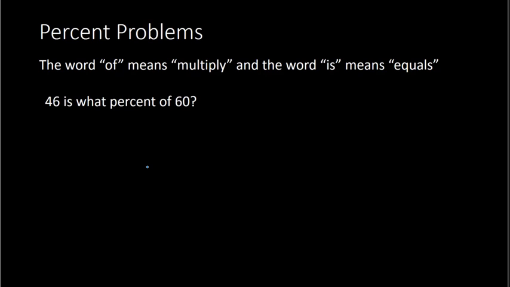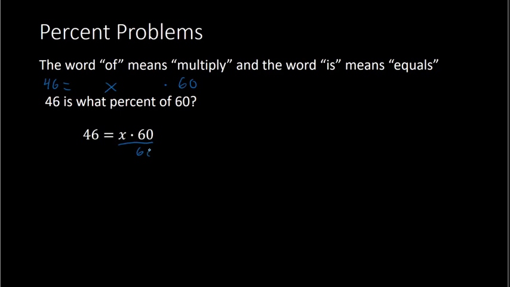Here's another example. We have 46 is what percent of 60? So here we just translate into math notation. We see 46 is means equals, what percent, that is unknown, of means multiply, then we have 60. So my equation is 46 equals x times 60.